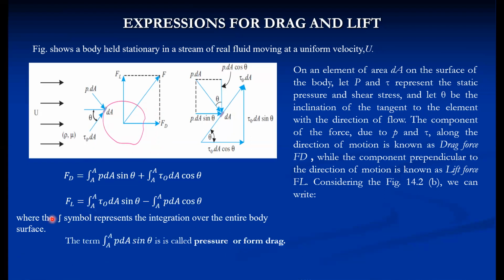The component PdA sin theta is called the pressure drag. So there are two components of drag. This component is called the pressure drag or form drag, and tau dA cos theta is called the friction drag, also known as skin drag or shear drag. So these are the expressions of FD and FL.